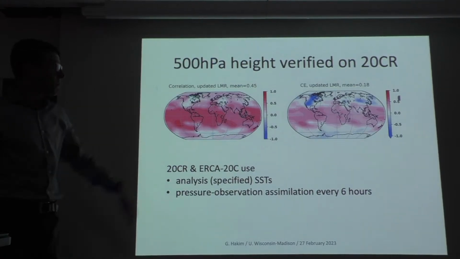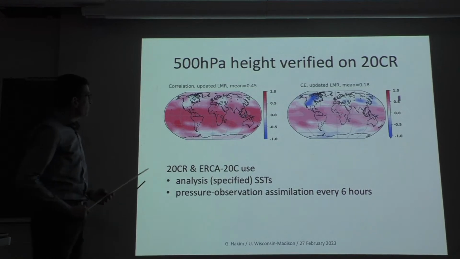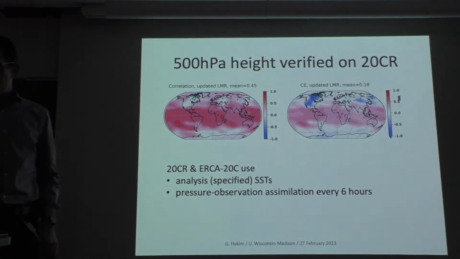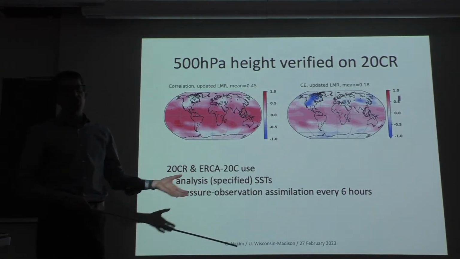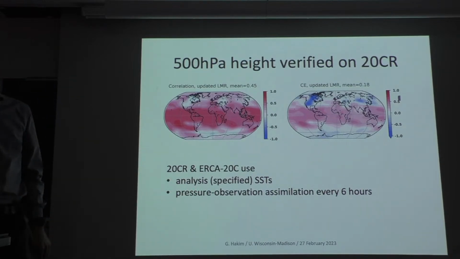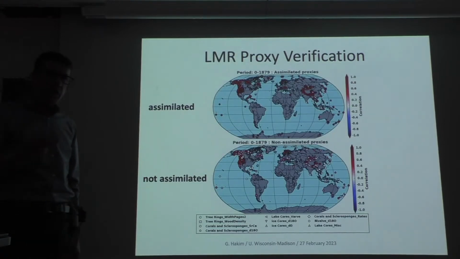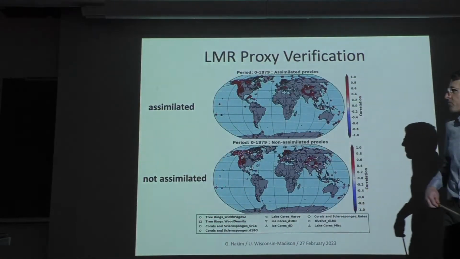So our beloved 500 hectopascal surface, we can reconstruct that fairly faithfully compared to the 20th century reanalysis from NOAA, which uses specified sea surface temperatures and pressure assimilation every 6 hours. If you average that back to a year, verify the Last Millennium Reanalysis, it's pretty good, especially in the tropics. Okay, well, so that's what we have during the instrumental period, but how about if we go pre-instrumental?